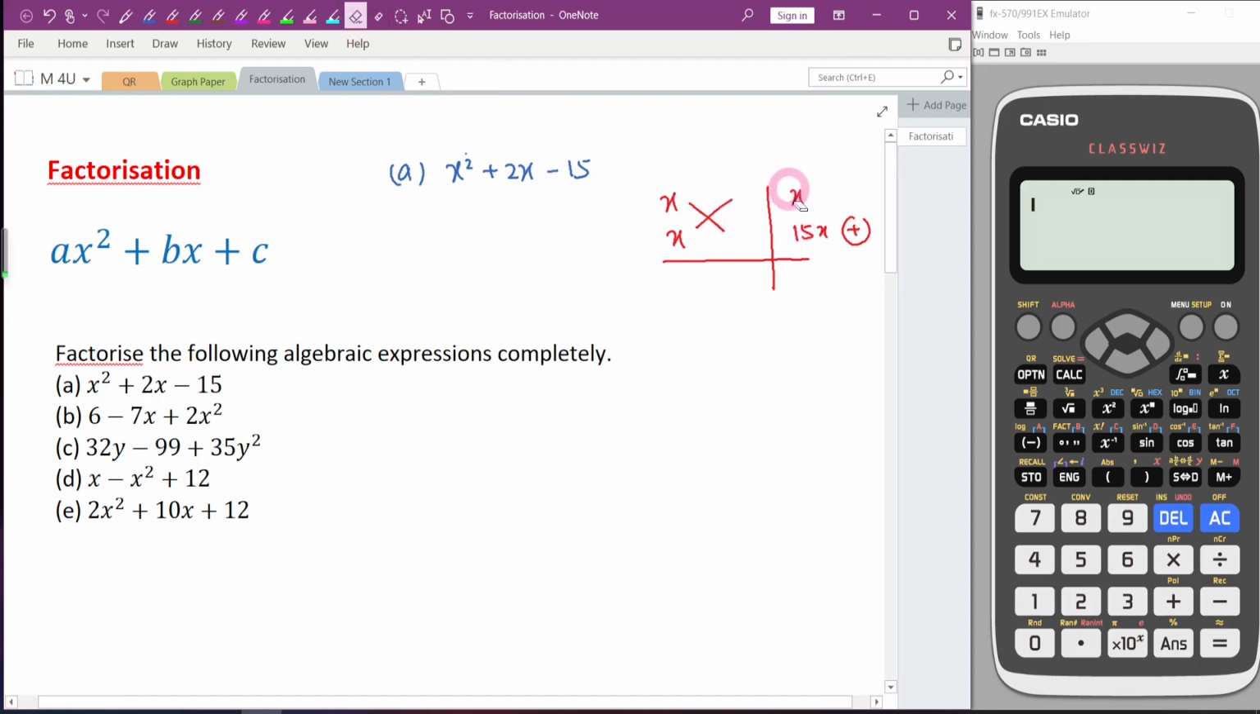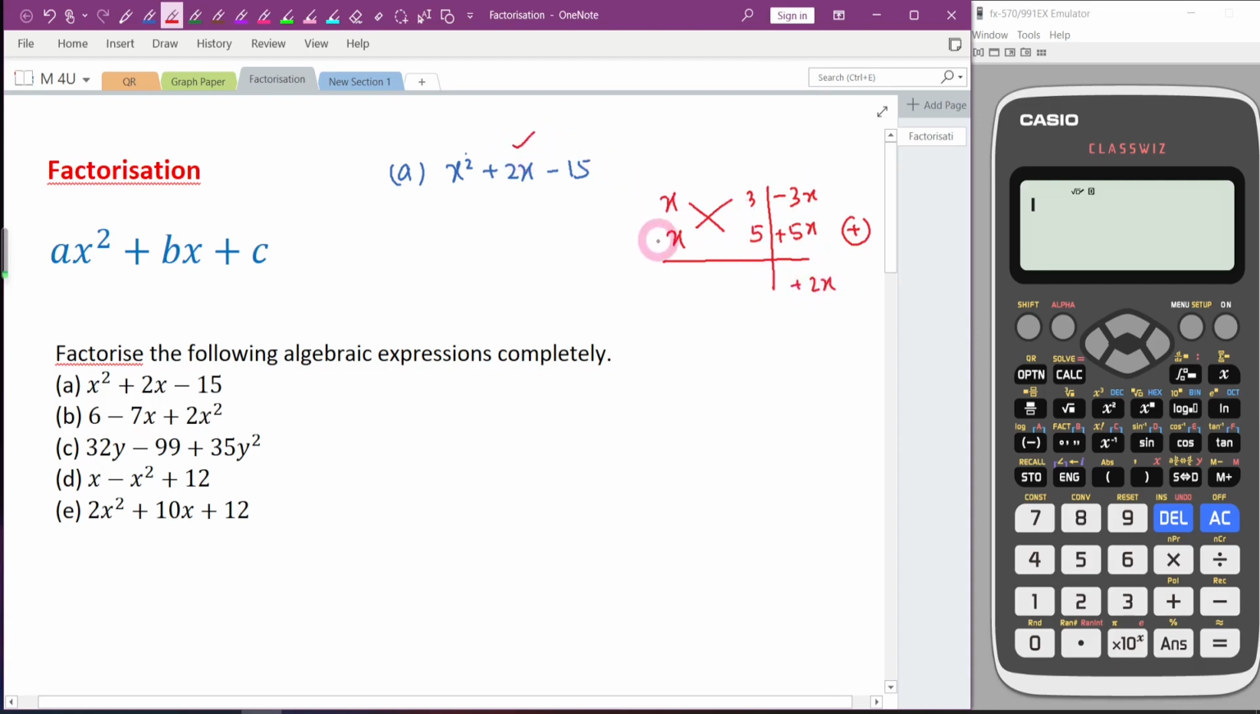Let me use the other combination, which is 3, 5. This will give us 5x. This will give us 3x. Okay, now I want to get positive 2x, so I'm going to write positive over here, negative over here. Negative 3x plus positive 5x, we will get positive 2x. This is the term that we are looking for.